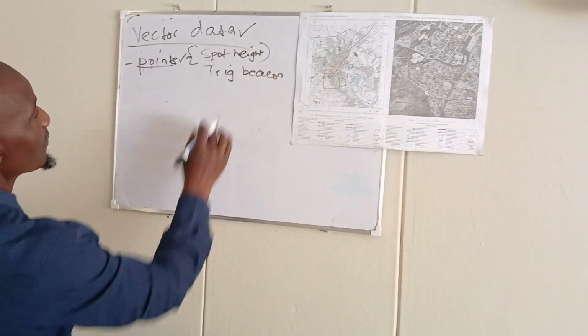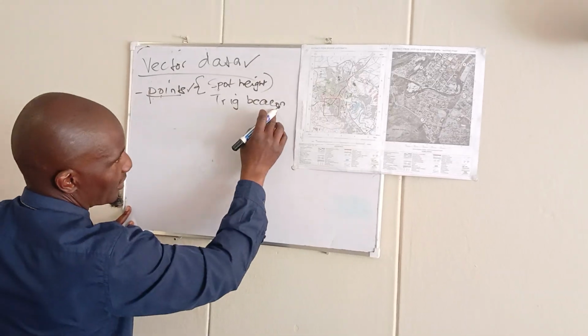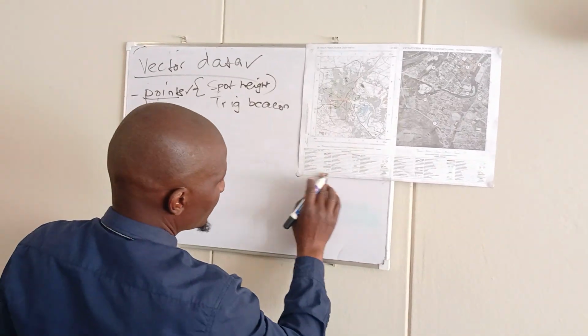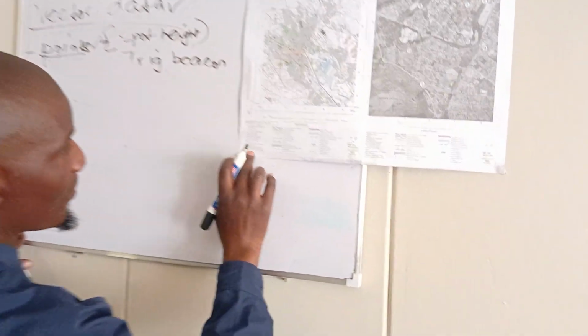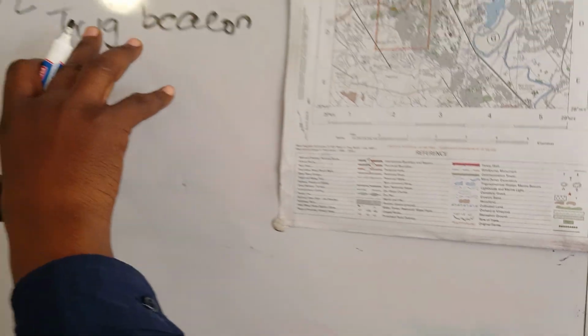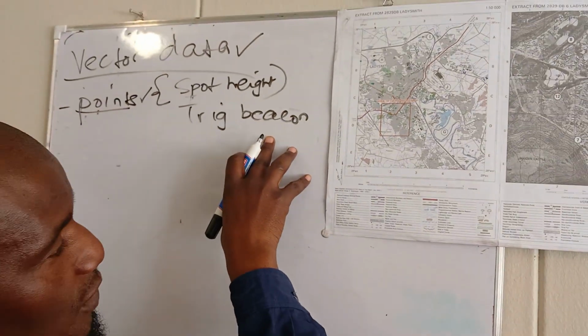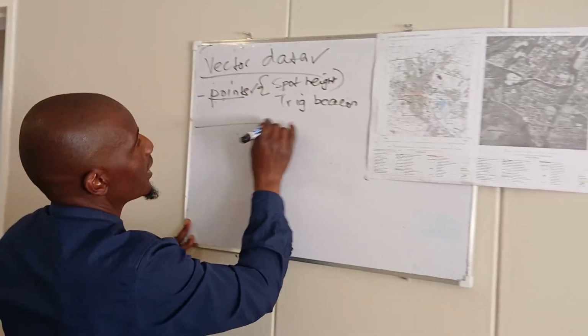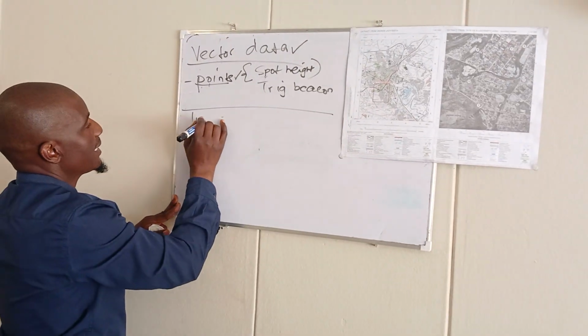Okay, so we've got the spot height, we've got the trig beacon, we have talked about the different buildings that we have, which includes the place of worship, the school, the hotel. All of this makes up what we call point symbol, which is a form of vector data on a topographical map. Then we also have what we call line symbol.